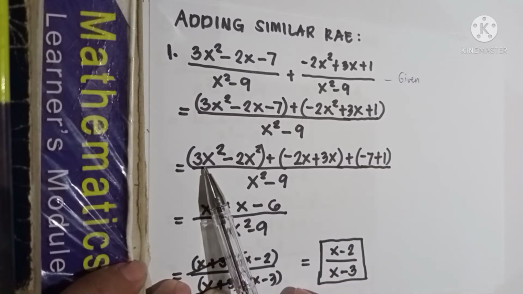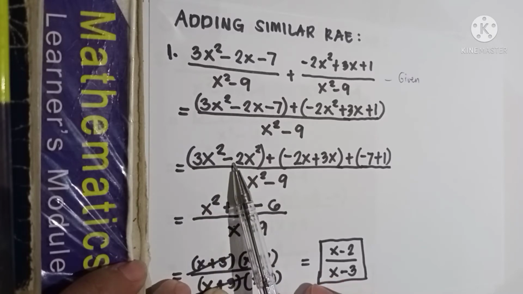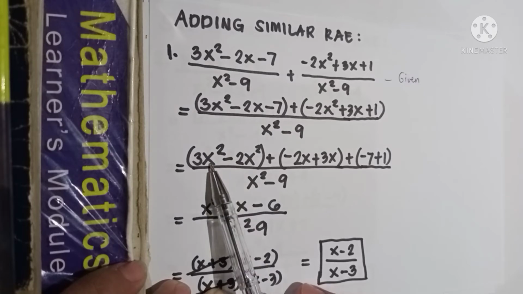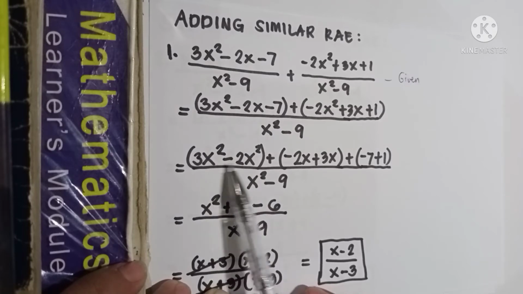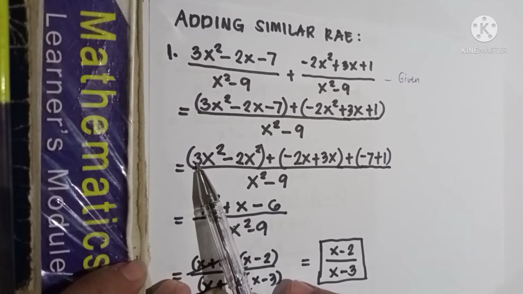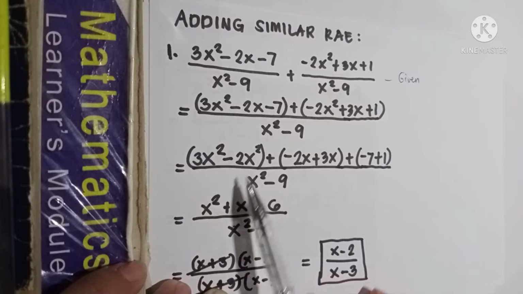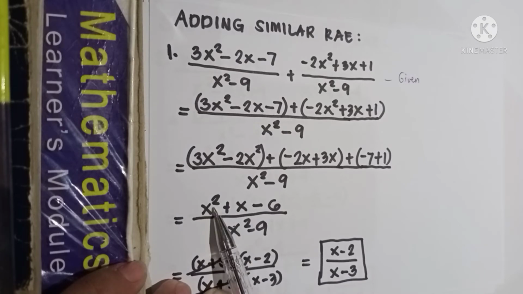Then we will simplify this one. What is 3x squared minus 2x squared? In subtracting similar terms, we will simply copy the x squared. That's why we have here x squared. Then 3 minus 2, that is 1, but we don't need to write 1. Therefore, the answer of the first parenthesis is x squared.